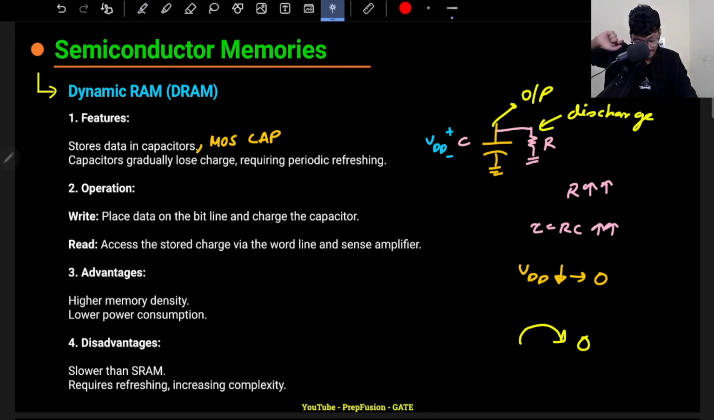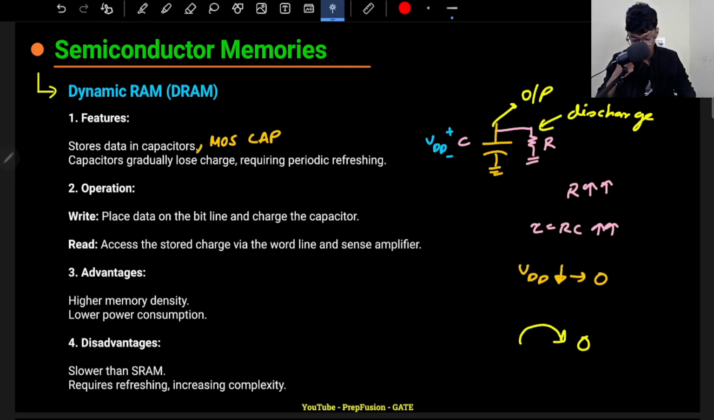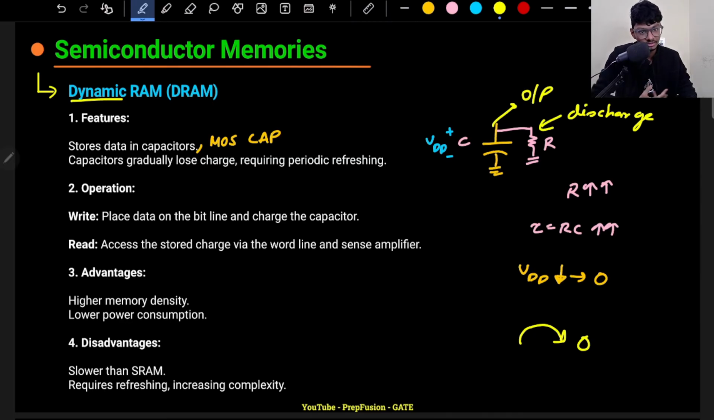So that is the requirement for periodically refreshing the capacitor, so that the capacitor does not lose its charge. If it is high, it should not lose its complete charge. It should keep its charge. So I have to recharge this capacitor. That's why we need periodic refreshing. Okay, I hope you understand. So dynamic RAM requires periodic refreshing. That's why the name dynamic, because there is something dynamic about this. I have to refresh it every time.